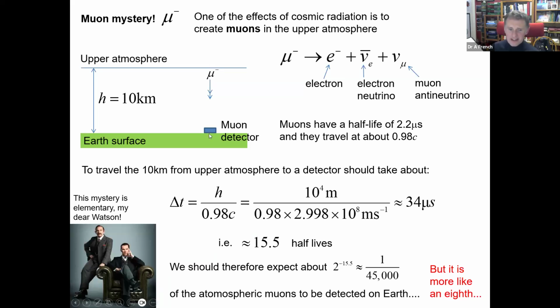But that's not what we measure. It's more like an eighth. So how on earth is this right? This is a mystery. So we can explain this by time dilation.